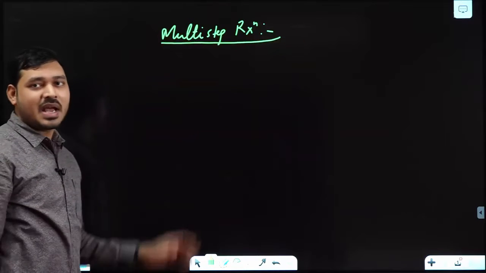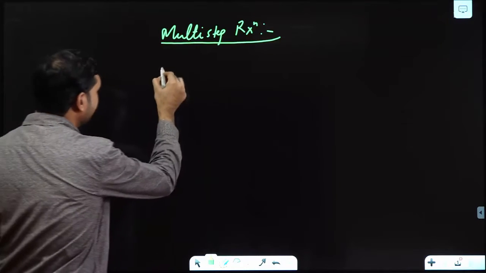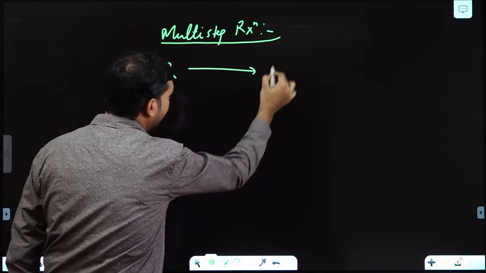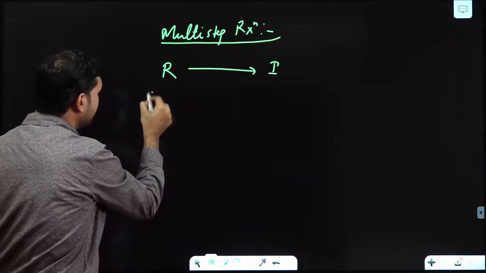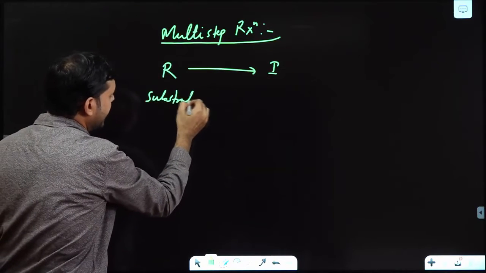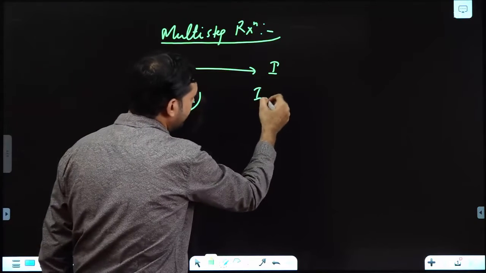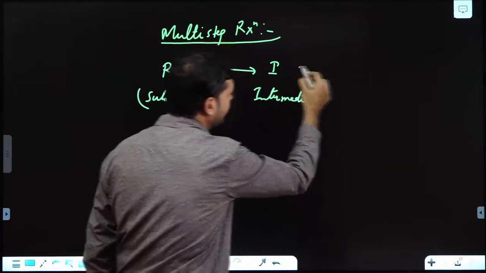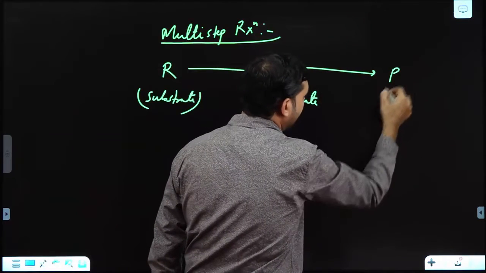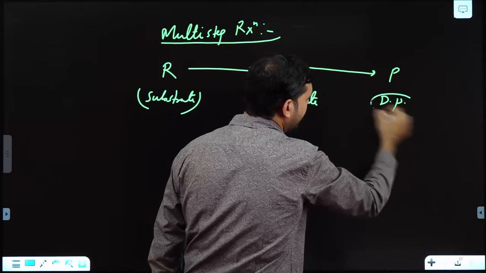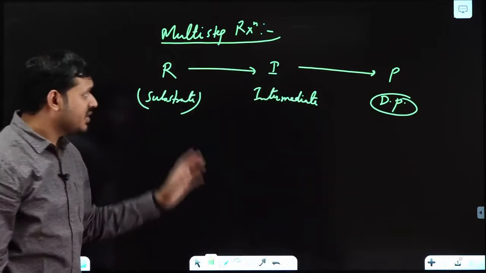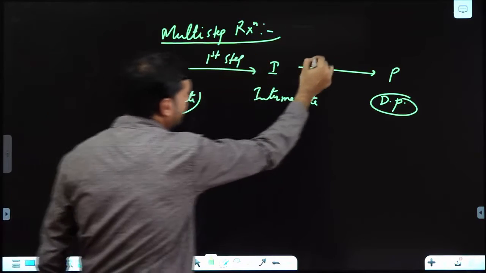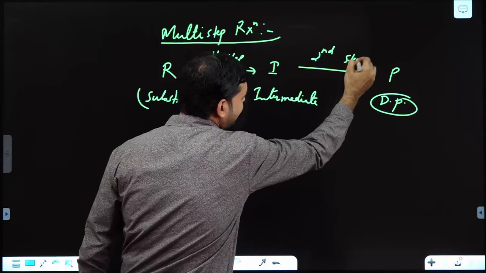Multi-step reaction. What happens in a multi-step reaction? Suppose I say this reactant R converts into I. This is your substrate. This is our intermediate, and then here it is your product, meaning I am saying the desired product. Okay, so dear students, you can understand, this is the first step, this is the second step.